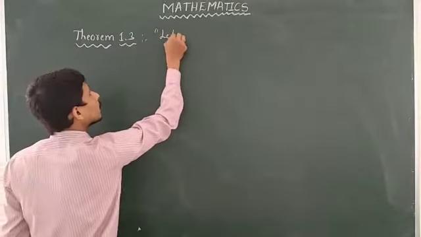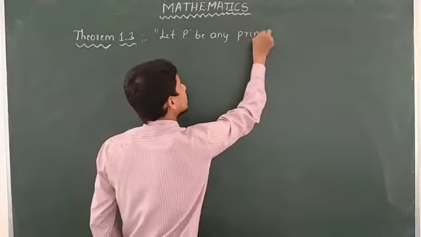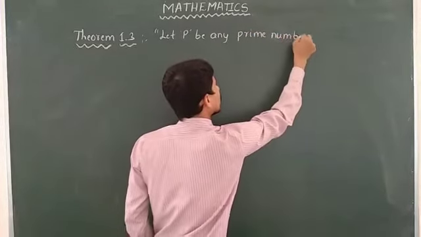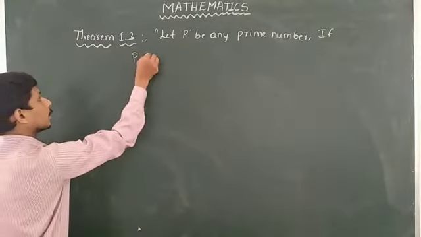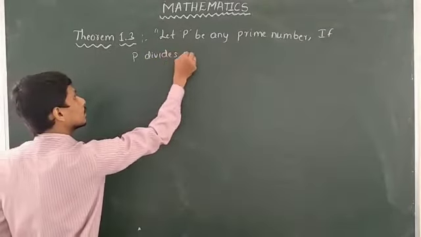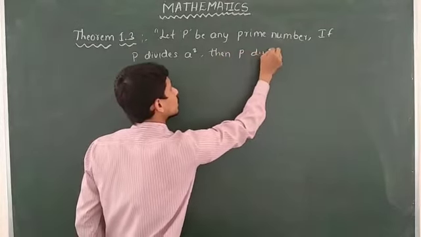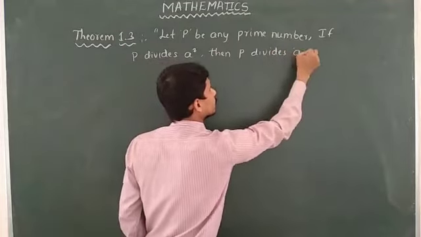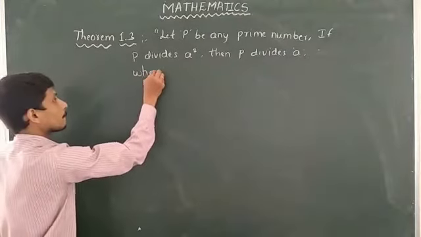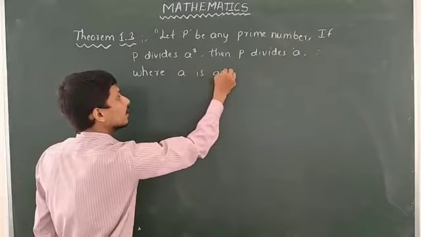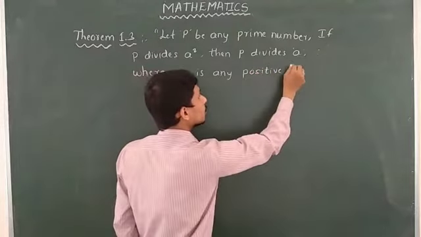Let P be any prime number. If P divides A square, then P divides A, where A is any positive integer.